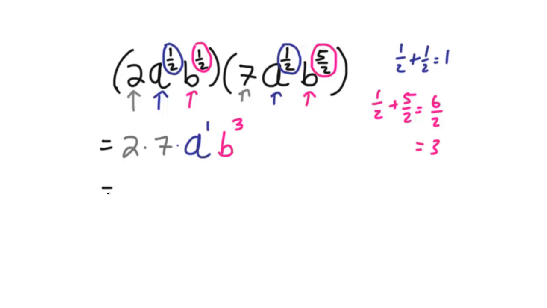Now we're ready to simplify it. 2 times 7 is 14. Then we have a to the first power, so we'll just leave it as a. And then we have the b to the third power. Since we can't simplify anymore, we're all done. So this is the final answer. And big smile.